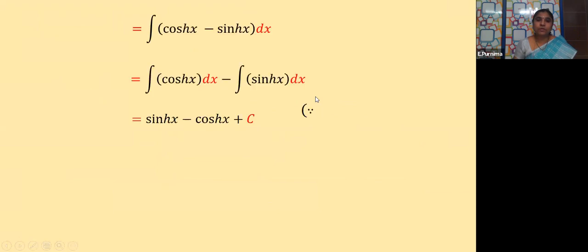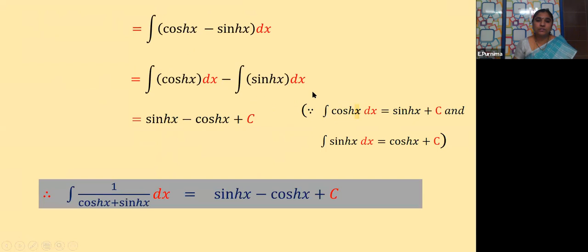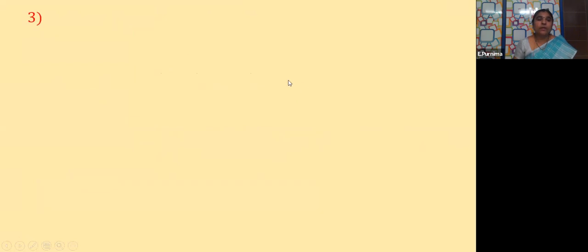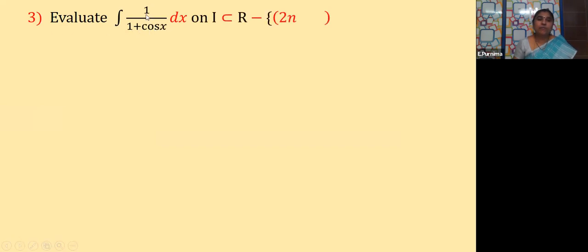The sum is already over, children. Let us move on to the next one. Let us see another sum, children. Evaluate integral 1 by 1 plus cos x dx. So what is the question here? Integral 1 by 1 plus cos x dx. Clear? So here it is 1 by 1 plus cos x. How do you solve this sum?